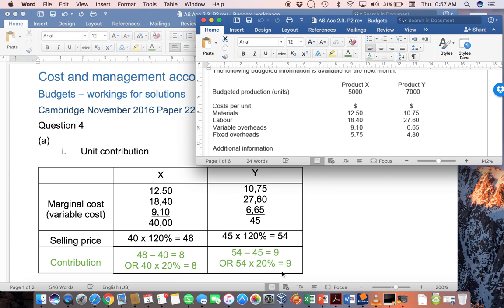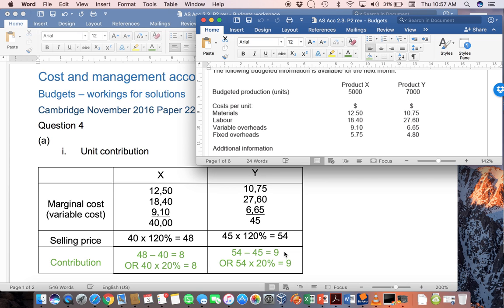So over here I've highlighted it in green. Now obviously you can't always highlight your answer in green, but you could just highlight it with a highlighting pen, or just make sure that it's the last thing you write and you show that the contribution is that, because you're looking for the contribution per unit.